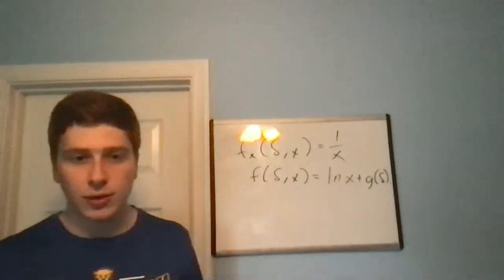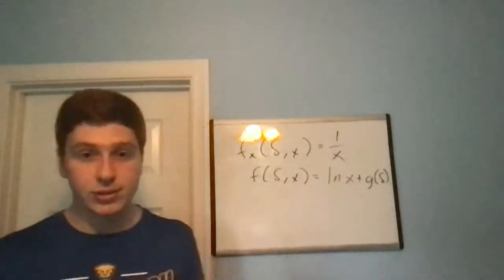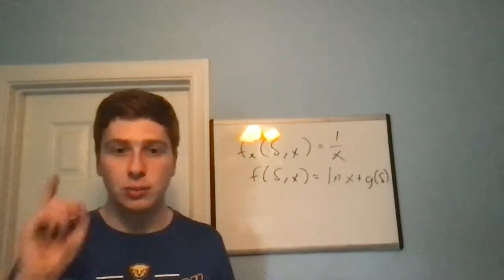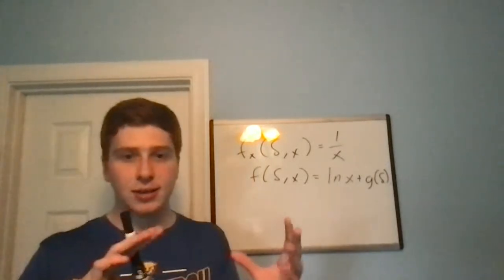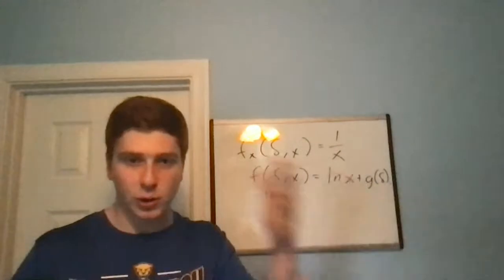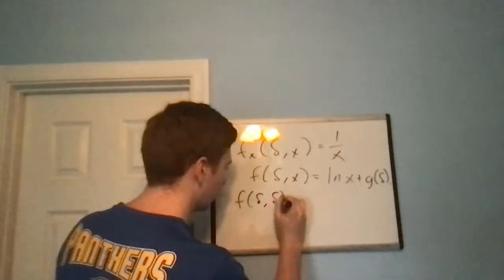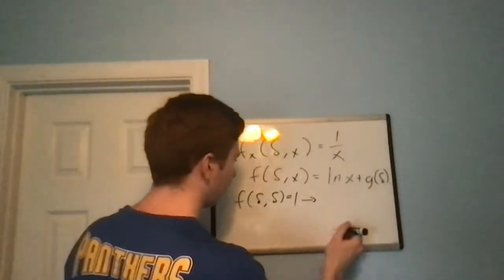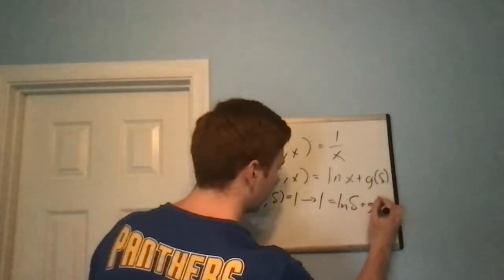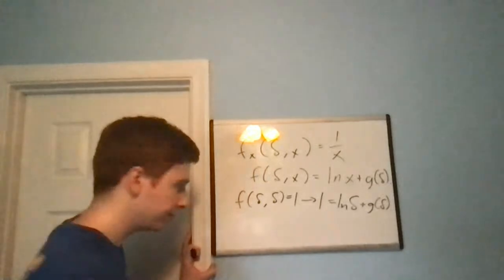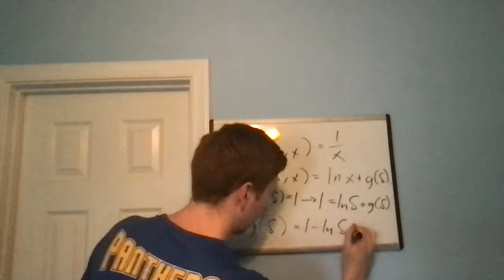All right. Now, what is g of delta? Well, we can plug in some known values. So we know that when x equals delta, f of delta comma delta is just going to be 1, right? If x naught is delta and your threshold is delta, then the first one is always going to go less than delta. So we know f of delta comma delta equals 1. So that tells you that 1 equals ln of delta plus g of delta. Okay. So g of delta equals 1 minus ln delta.